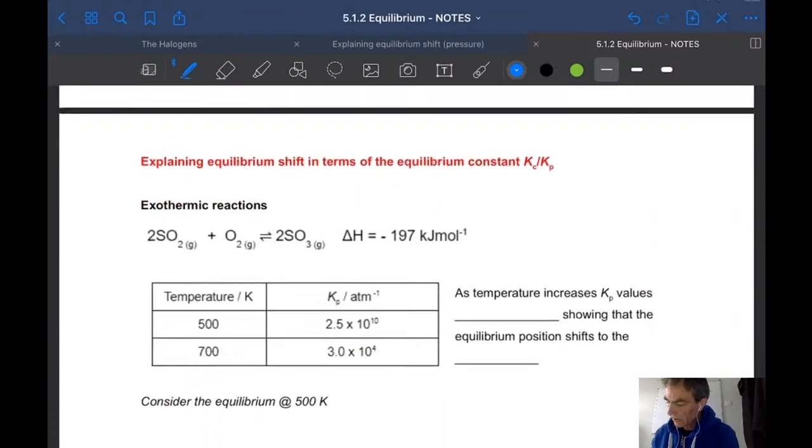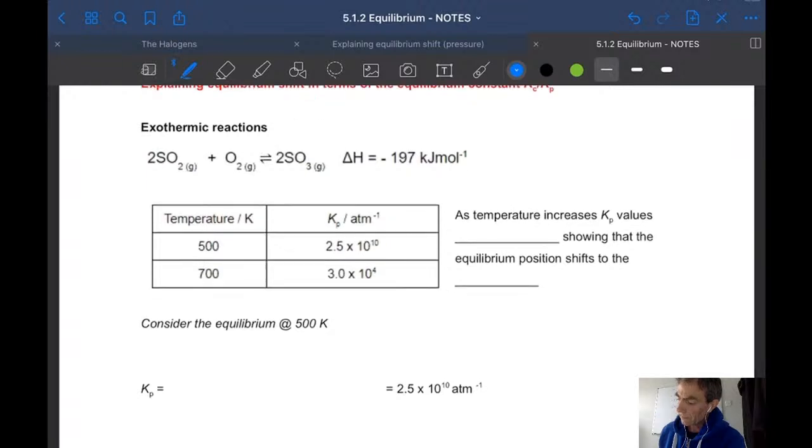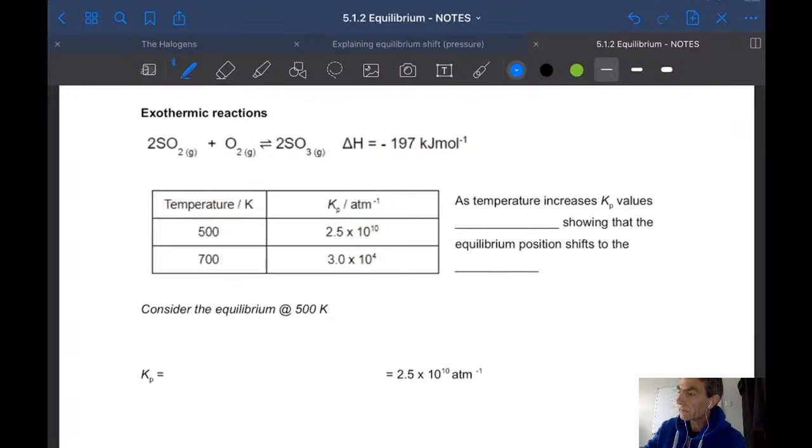Right, so explaining equilibrium shift in terms of the equilibrium constant, Kc or Kp. Let's look at exothermic reactions first of all. So we've got an exothermic reaction. You can see that because of the delta H. Trouble is, I'm looking at comments coming up and I'm getting confused with myself. So that's the exothermic evidence. Right, so let's have a look.